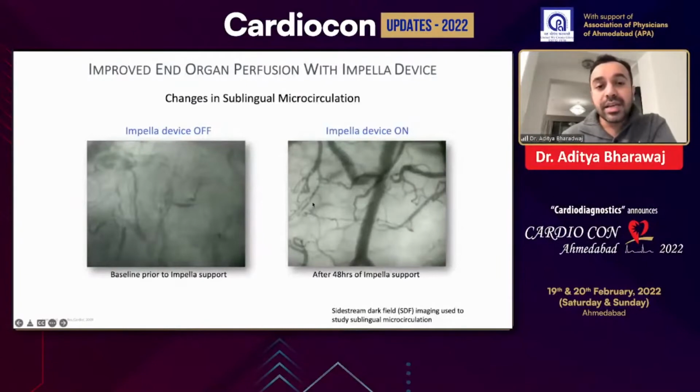And this is actually a really cool slide, which I like to show in my presentations. This is basically sidestream dark field imaging that is used to look at sublingual microcirculation. This was done in an animal model. This was an animal patient who was in cardiogenic shock. And this is with the Impella device turned off versus the Impella device turned on. Like we talked about, Impella improves cardiac output and it improves end organ perfusion. So you can see here, there's significant improvement in the sublingual microcirculation 48 hours after being on Impella support as compared to the baseline.